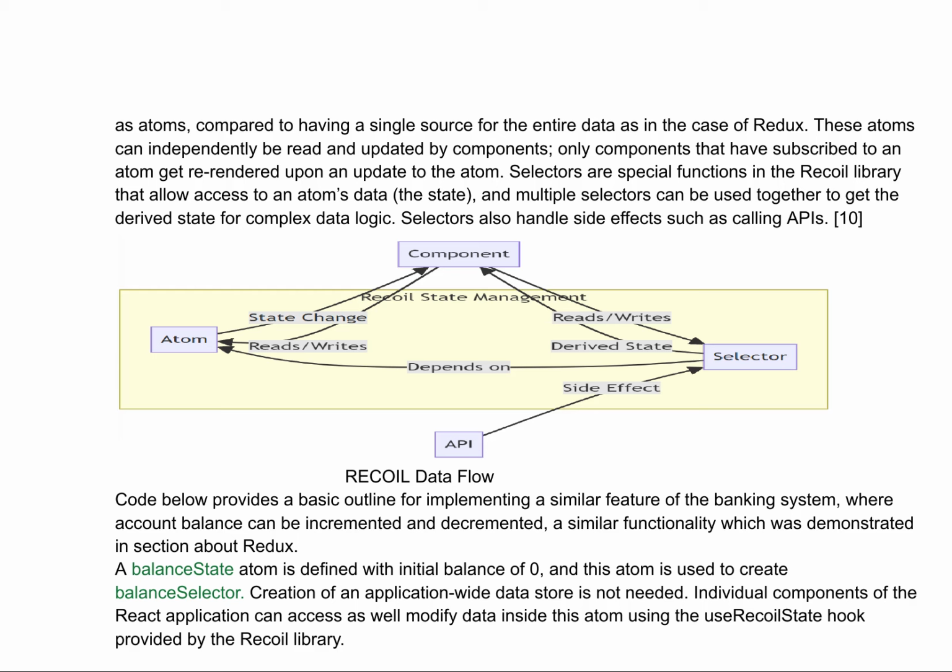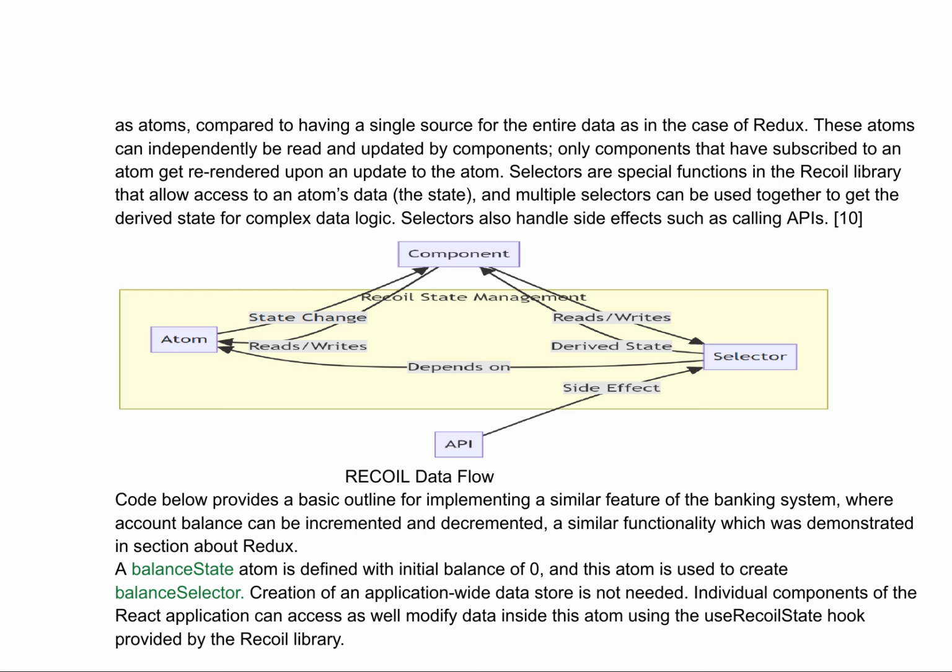These atoms can be independently read and updated by components, with only those components subscribed to an atom being re-rendered upon its update. Selectors, special functions in the Recoil library, allow access to an atom's data, the state, and handle side effects such as calling APIs.